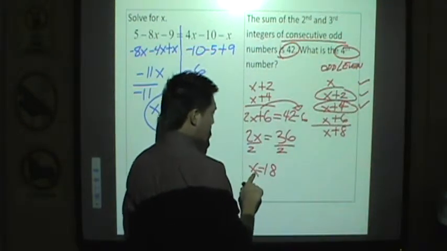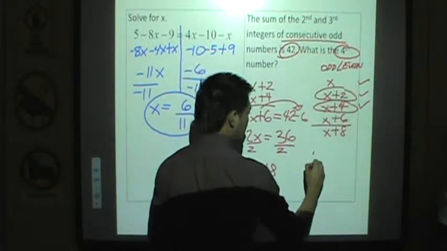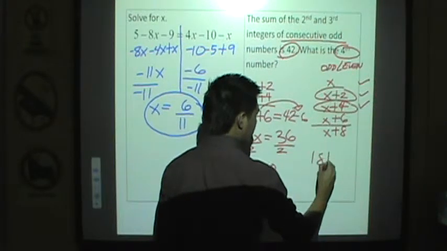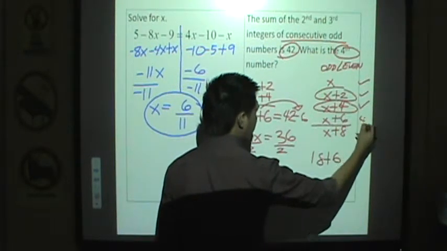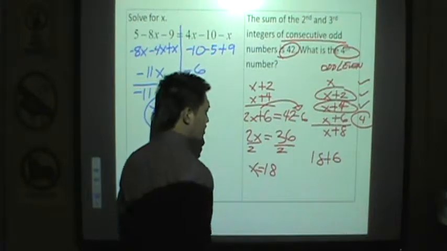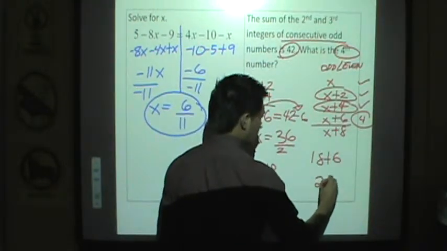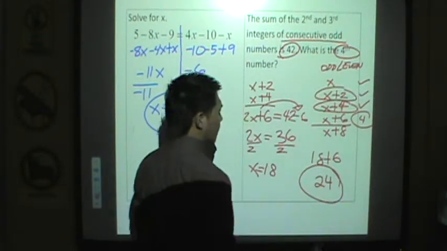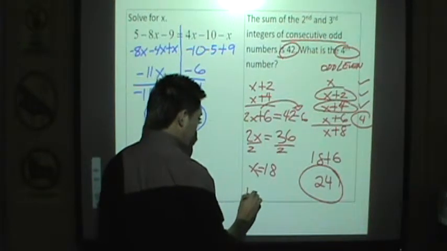So you gotta remember your x is 18. So we have 18 plus 6 because we're talking about the fourth. Okay, so that will give us 24. Okay, or if you want, you can do 18.